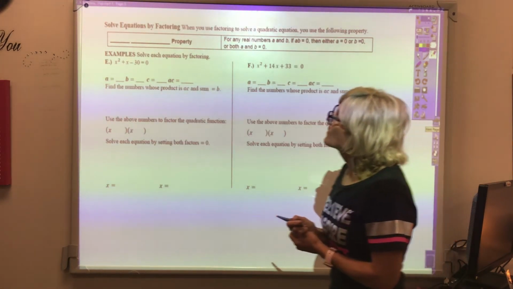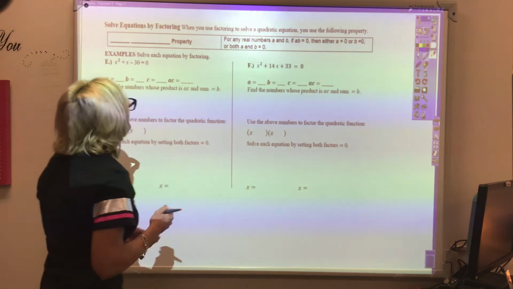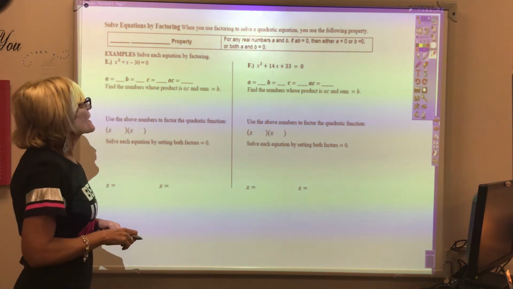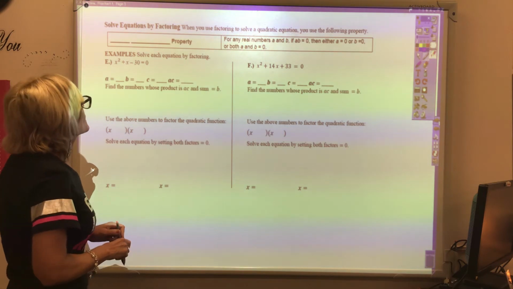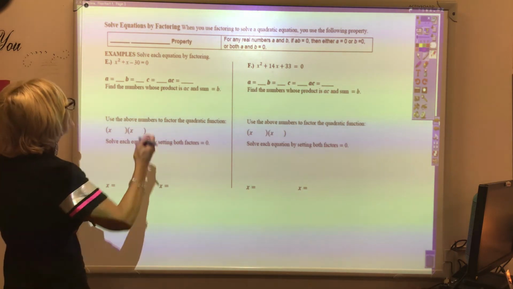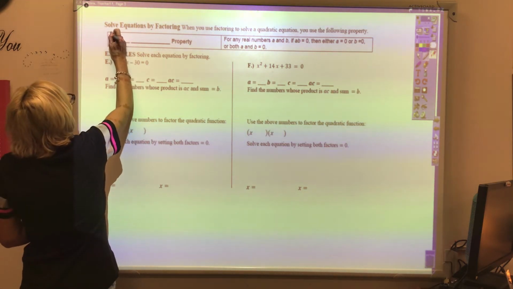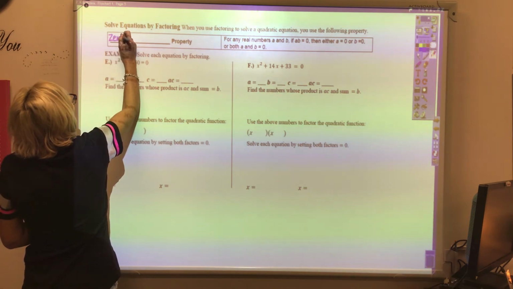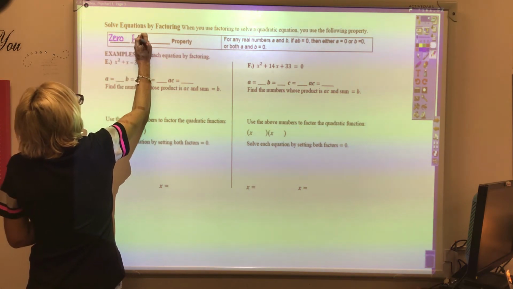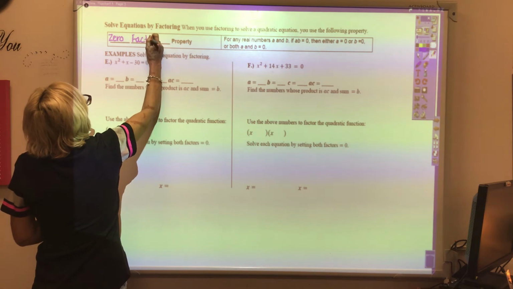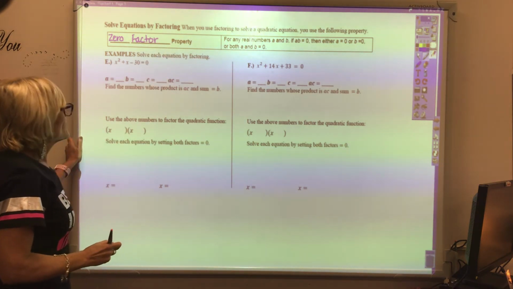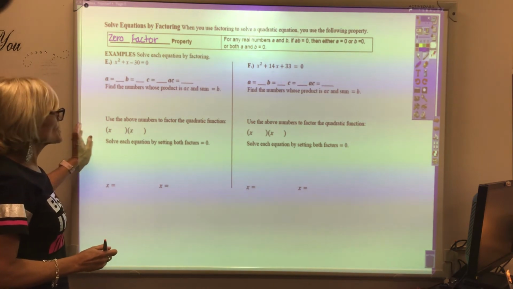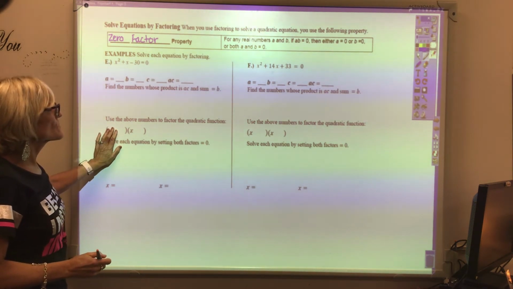All right, so solving equations by factoring. When you use factoring to solve a quadratic equation, you use the following property. That property is called the zero factor property. And so we will work through, and I'll show you when we get to the part that's the zero factor property.